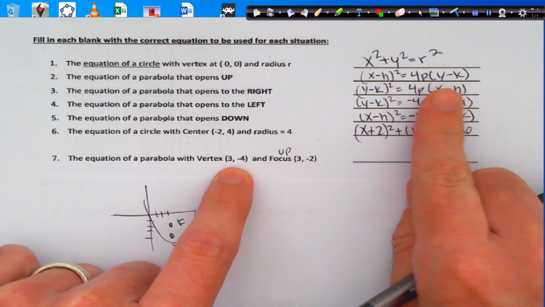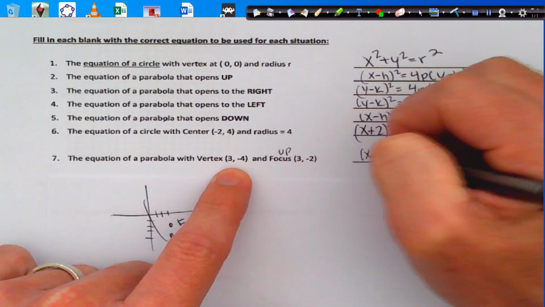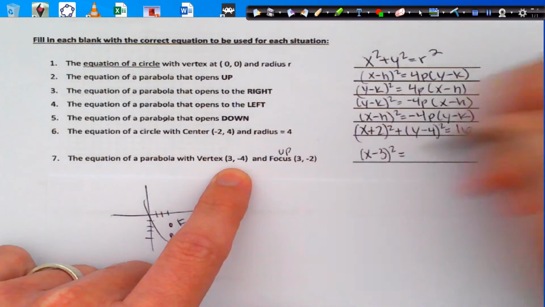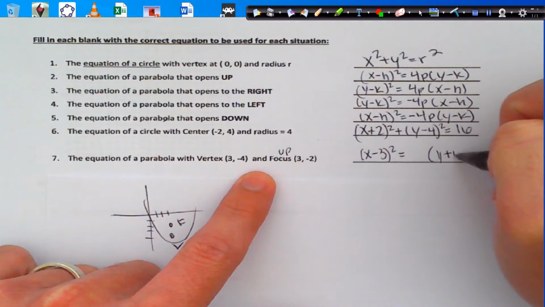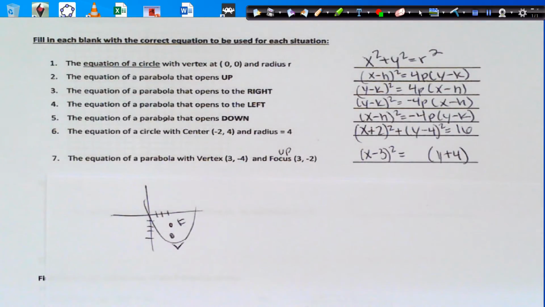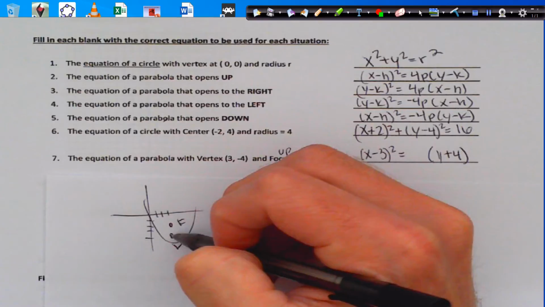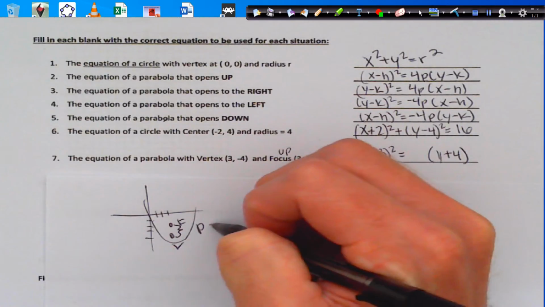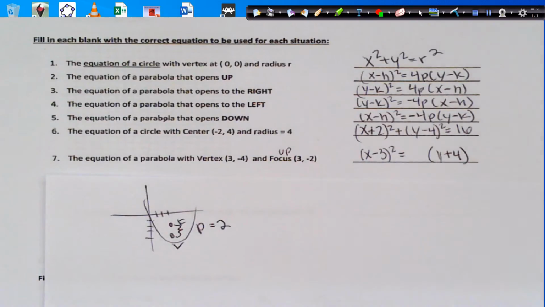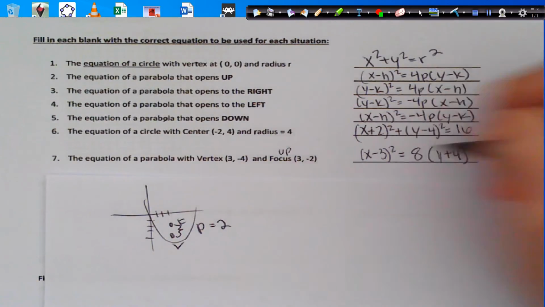My h and k is 3, negative 4, so I'm going to go x minus 3 squared equals, we'll plug in that 4p in a second, y plus 4. Okay, now p is the distance between the vertex and the focus, so this right here is the distance p, which happens to be 2. So I'm just going to do 2 times 4. It's going up, so we're going to keep it positive, so that's 8.